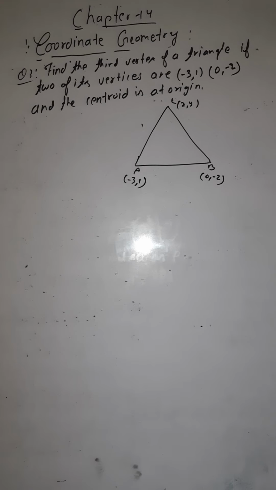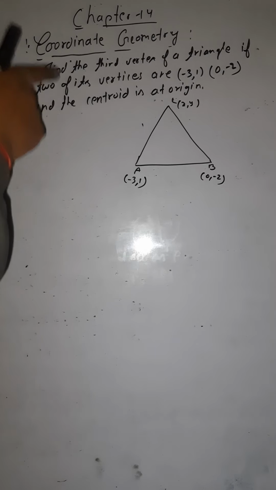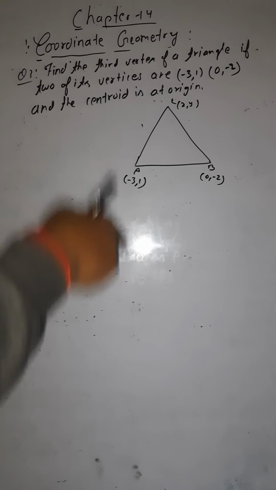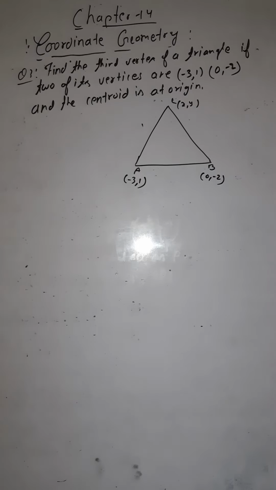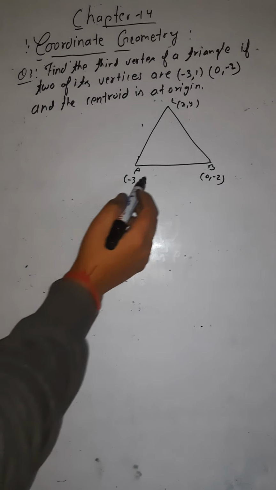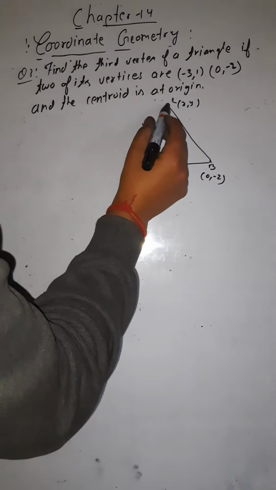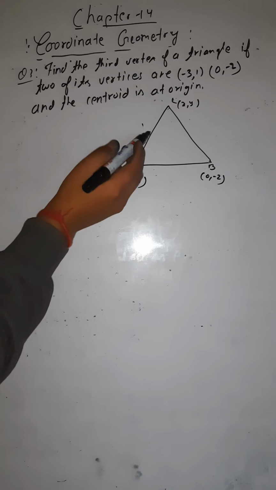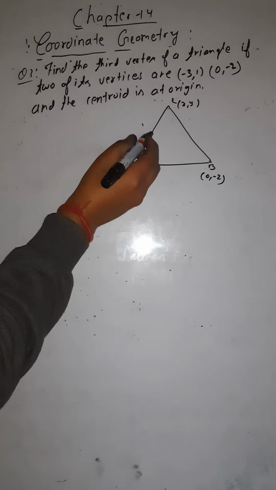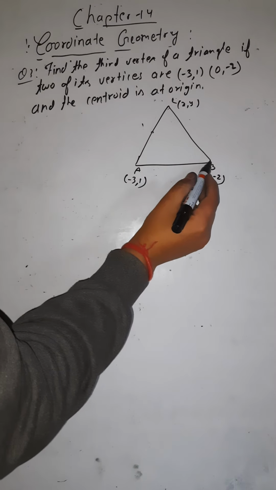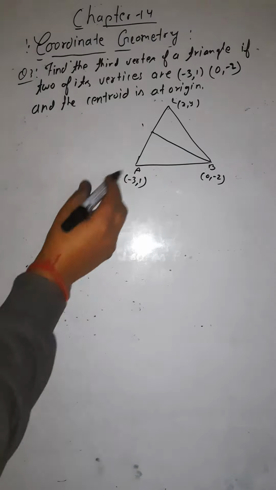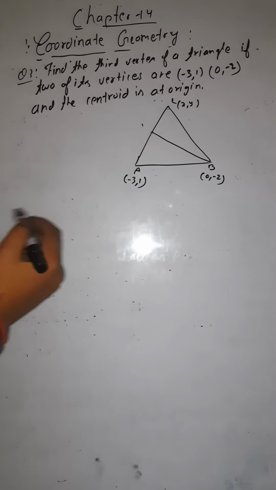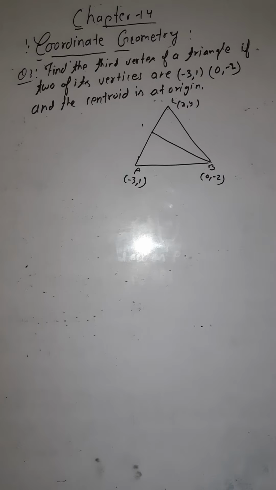Now one thing has been given to you: the centroid is at the origin. Do you know the centroid? Centroid means where the medians of the triangle intersect each other. Do you know what a median is? From this vertex B, to the midpoint of the side, this is the side BC, let's say the midpoint is here. I draw a line from vertex B to this midpoint. This is called the first median.